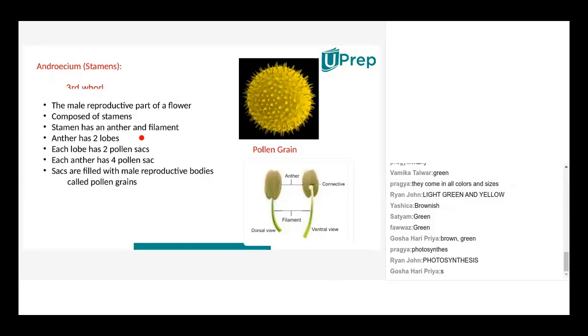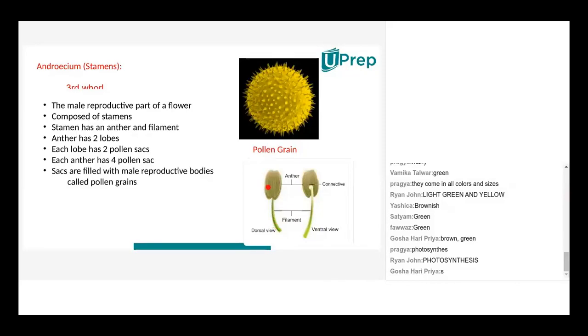So what does the third wall speak about? This is one of the most important walls. This is the male reproductive part of a flower. This is very important. This is how it looks. This is a stamen. This is the male reproductive part of a plant, right?